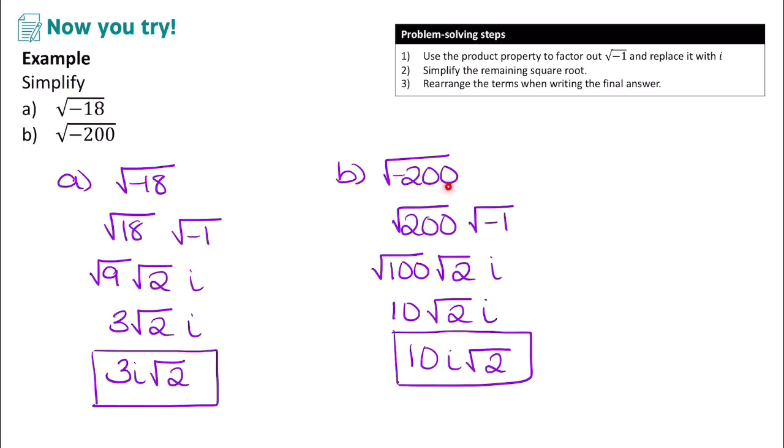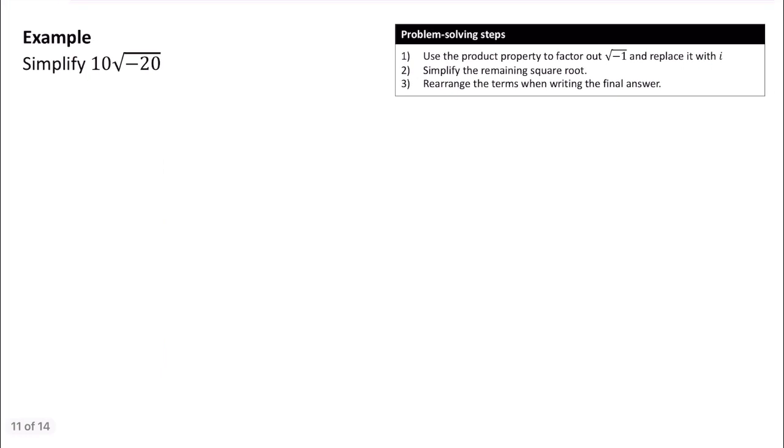The square root of negative 200, we factor out that negative 1, so that square root of negative 1 becomes i. From 200, we factor out a 100. The square root of 100 is 10, so we get 10i times the square root of 2. So now let's simplify 10 times the square root of negative 20.